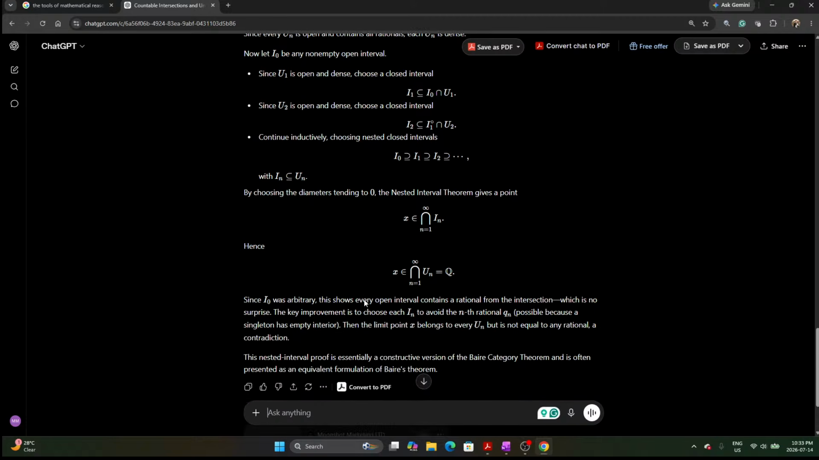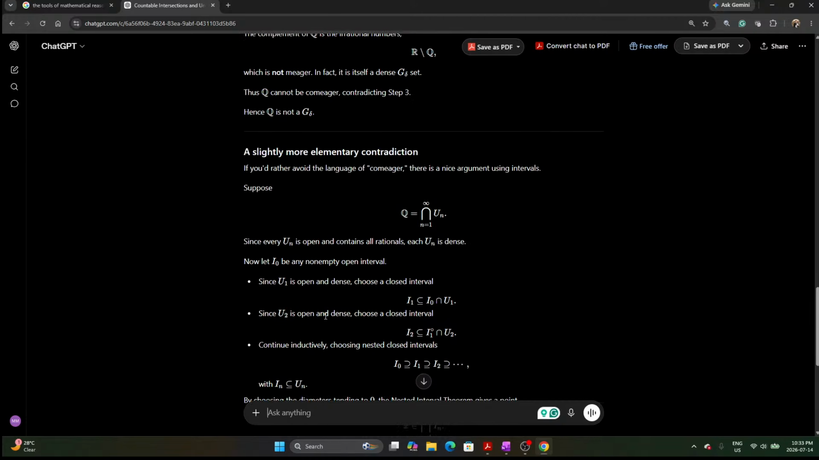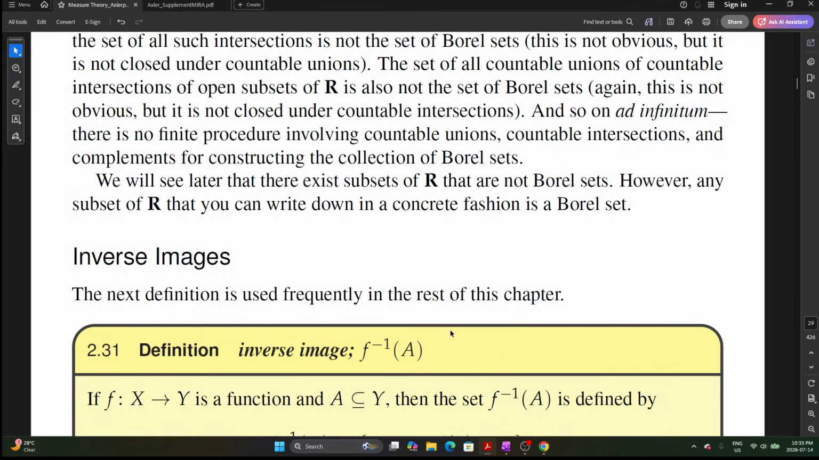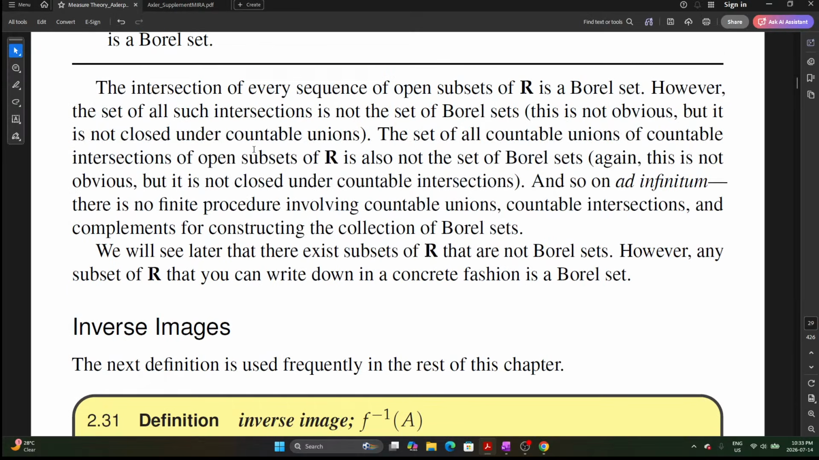So what's the conclusion here? Is a constructive version of Baire category an equivalent formulation of Baire's theorem? Okay, so some sort of Baire category argument needs to be used, but this is not super important for our purpose.